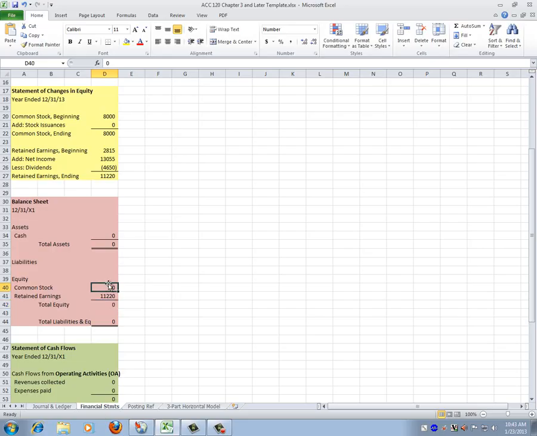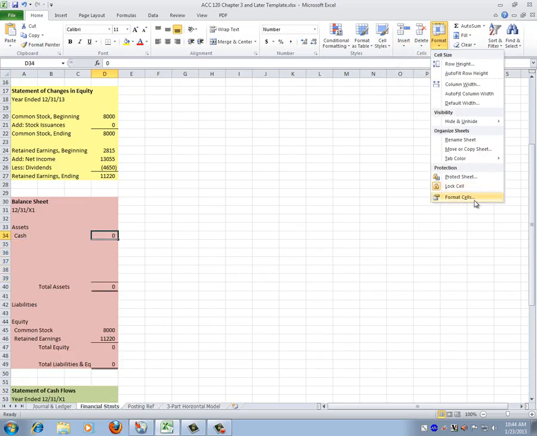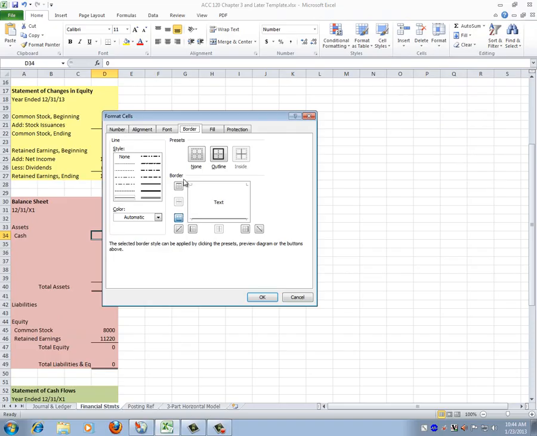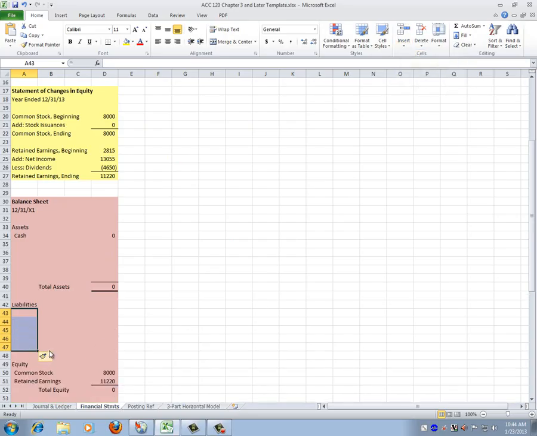So common stock we see finished at 8,000. On the balance sheet, we're of course going to show all our assets. I need to insert some rows. All our liabilities. Let me get rid of that underline. Not needed at that point. So let me insert some liabilities rows. Maybe that'll give me enough space.